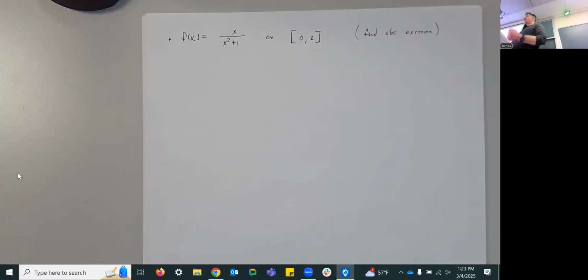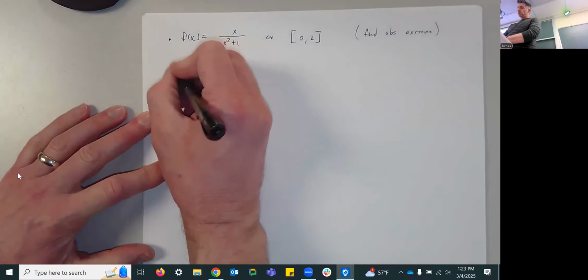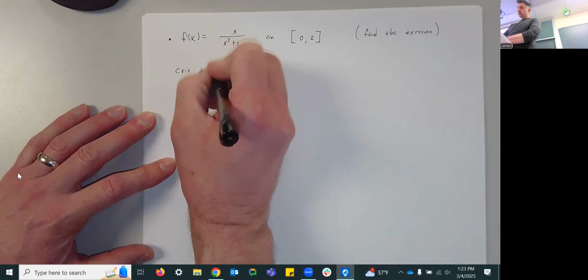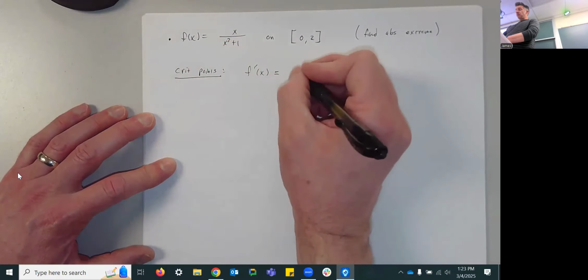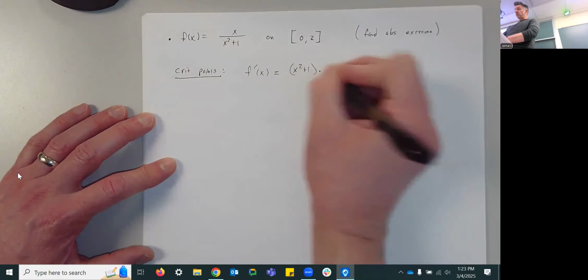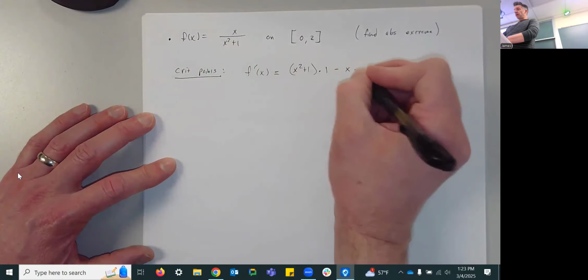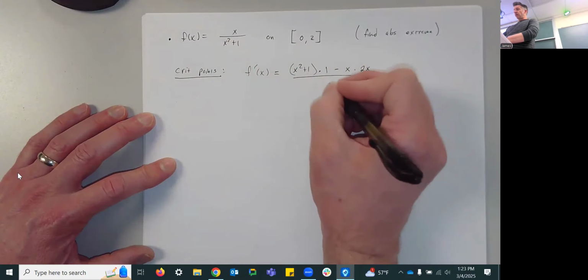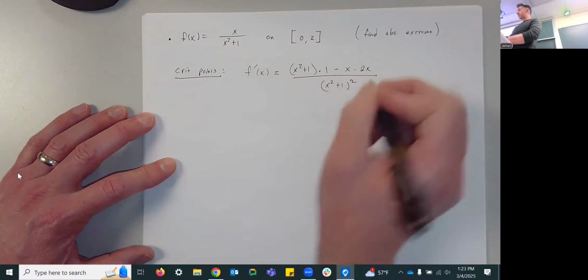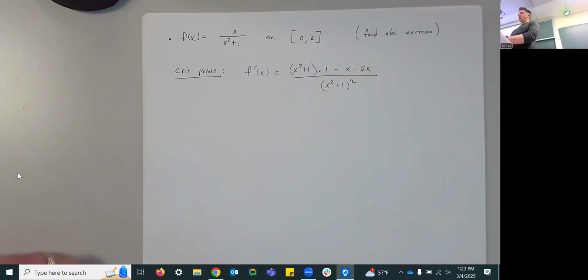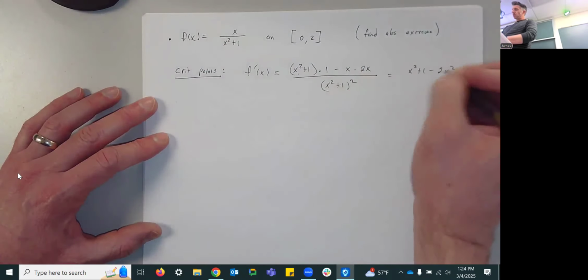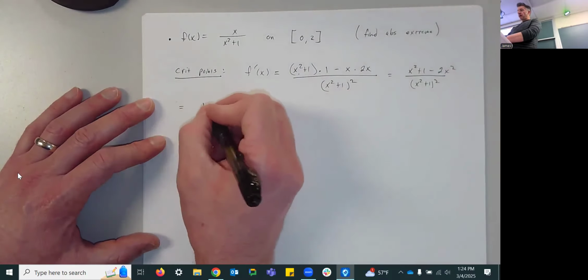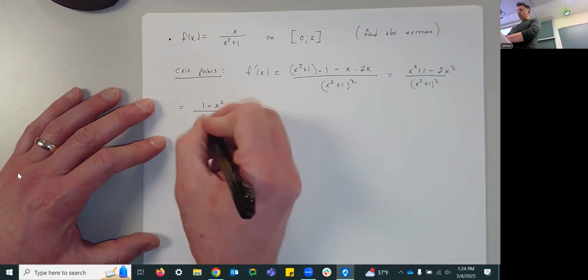So, usual process here. We're going to find our critical points. We're taking that derivative and seeing where it's equal to 0 or undefined. That's going to be the bottom times the derivative of the top minus the top times the derivative of the bottom, all divided by the denominator squared. I would probably simplify the top here. It's going to be x squared plus 1 minus 2x squared, all divided by (x squared plus 1) squared. Simplifying the numerator, that's 1 minus x squared over (x squared plus 1) squared.